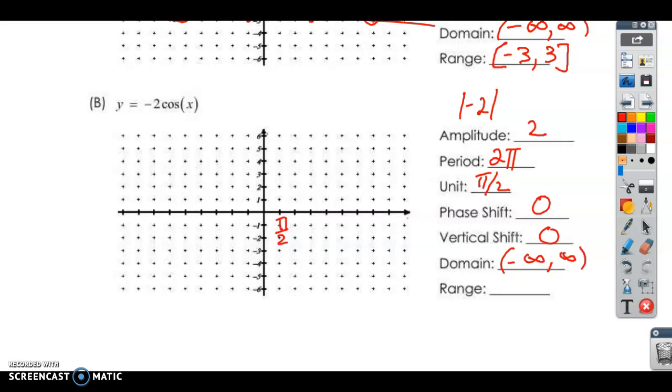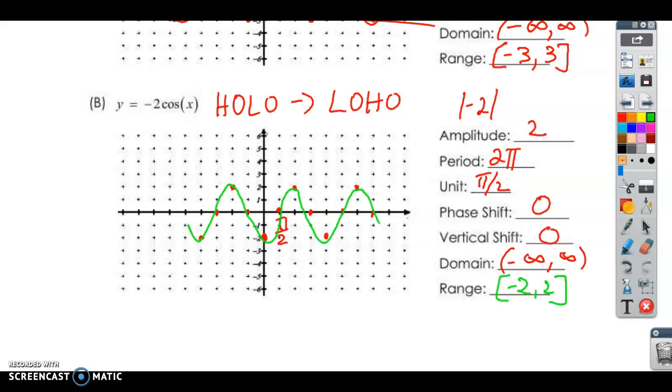And now let's go ahead and graph. So this is cosine. Normally we would start at our high value. Now our high value in this case is -2. So instead of starting at 2, we would start at -2. So it goes from high, 0, low, 0, but we've got a negative in front, so it's going low, 0, high, 0. Okay, low, 0, high, 0. Low, 0, high, 0. You fill in the rest of your points, you draw your graph. The range is from -2 to 2.